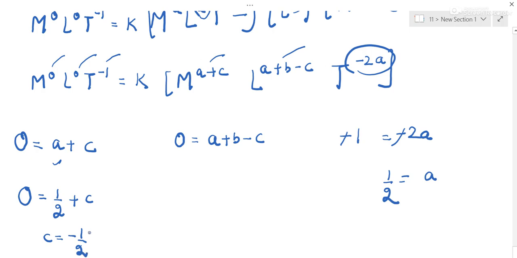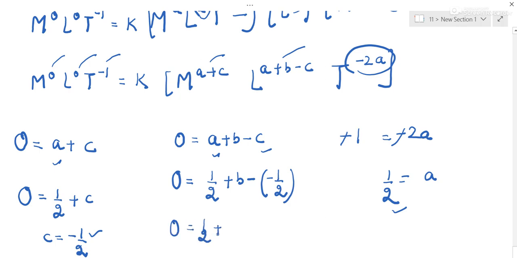Okay, now we'll substitute a and c here. 0 is equal to a is half, b as it is, minus as it is, and the value of c is minus half. So 0 is equal to half plus b plus half.